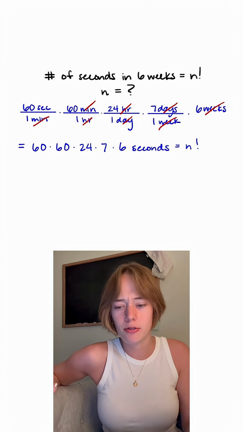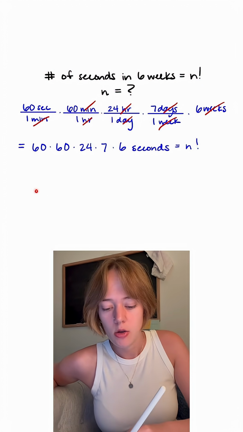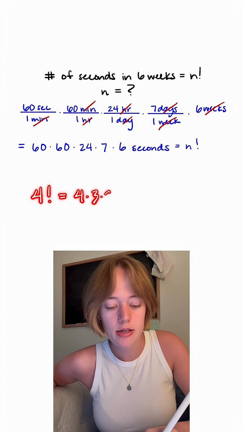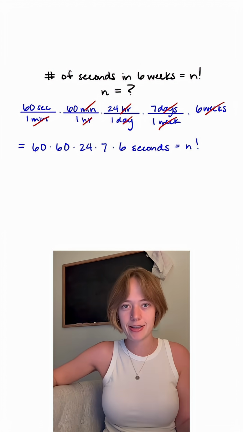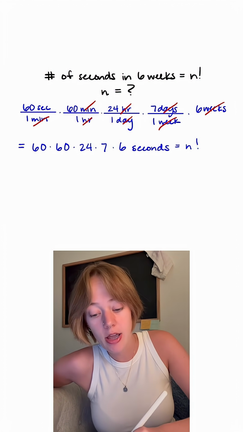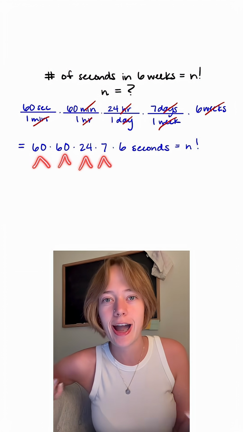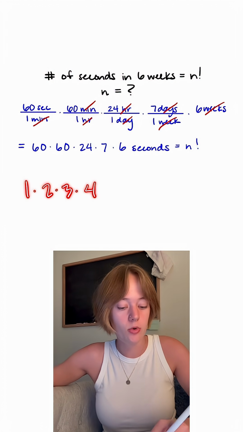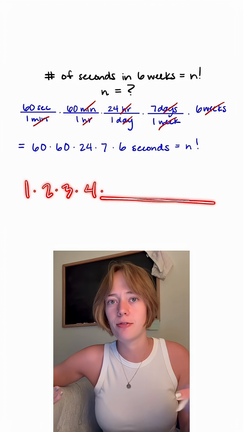What is a factorial? For those of you who don't know, if I have 4 factorial, this operation is doing 4 times 3 times 2 times 1, right? You kind of get the gist here. So why don't we break up each of these numbers into its factors and see if we can build 1 times 2 times 3 times 4 times however many out of these factors.